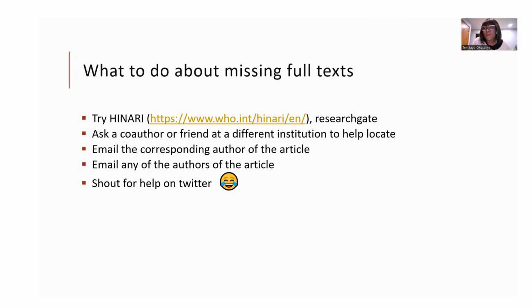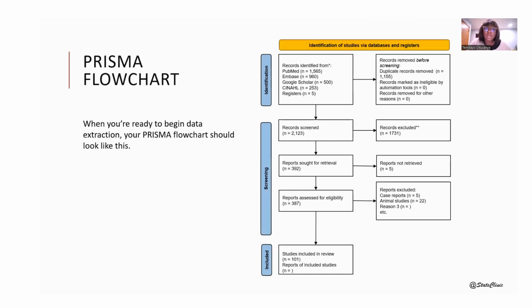Or you could tweet about it. If you're on Facebook, you could send a message to your community and be like, does anyone know about this paper or something like that? So yeah, that's how it's done.